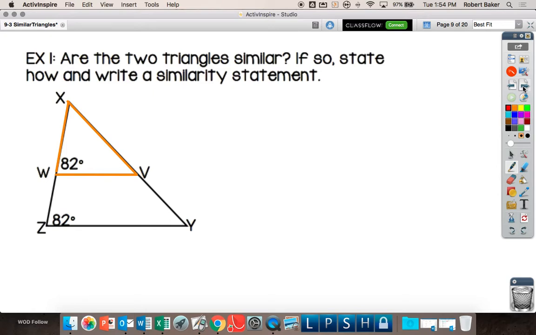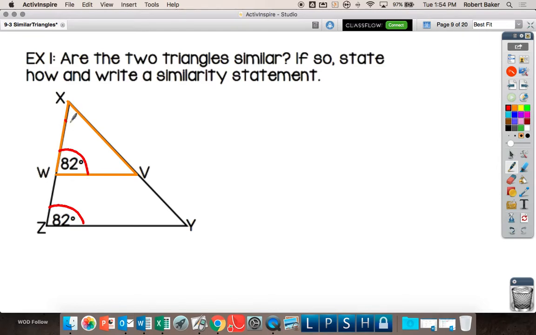So you're guessing angle? No. Yes? No. Yes. So I agree. I have an 82-degree angle down here and an 82-degree angle right here. That is one pair of congruent angles. Go ahead, Colby.